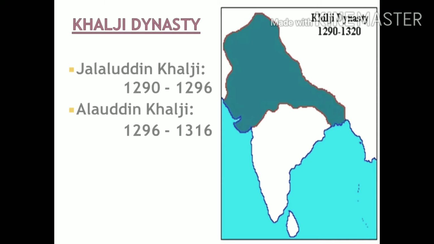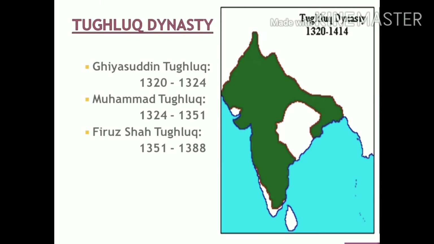Now we are going to study the Khalji dynasty and Tughlaq dynasty in detail. In the Khalji dynasty, initially Jalaluddin Khalji ruled, and then Alauddin Khalji. After Khaljis, Tughlaqs came to power, and the first ruler was Ghiyasuddin Tughlaq, then came Muhammad Tughlaq, and then Firoz Shah Tughlaq.